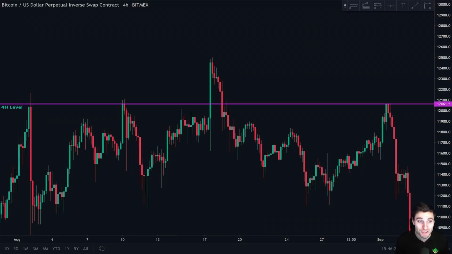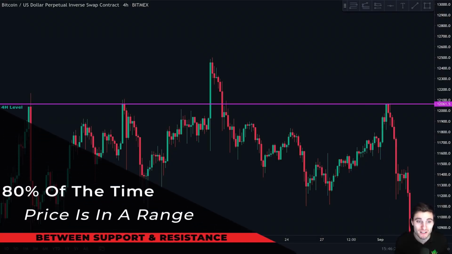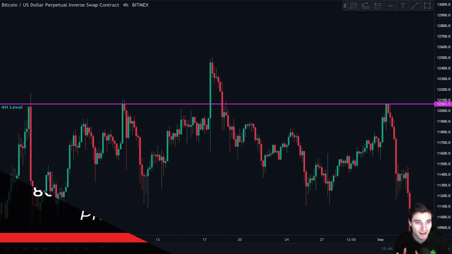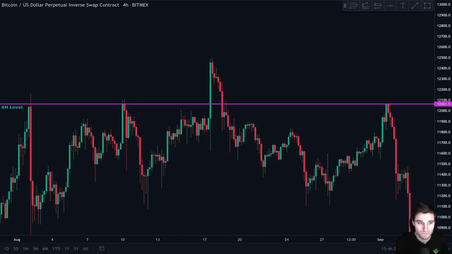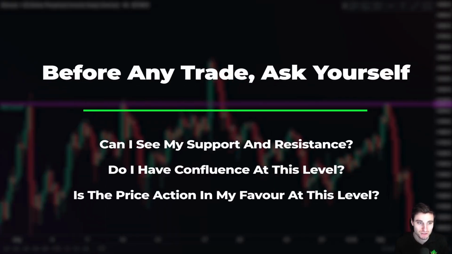So, did you know that 80% of the time, price is not in a trend, but it is ranging between support and resistance? So we want to take advantage of that as much as possible by buying the support and selling the resistance. So before taking any trades, you must always ask yourself these three questions.